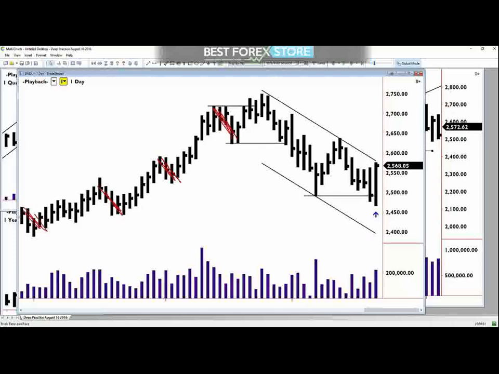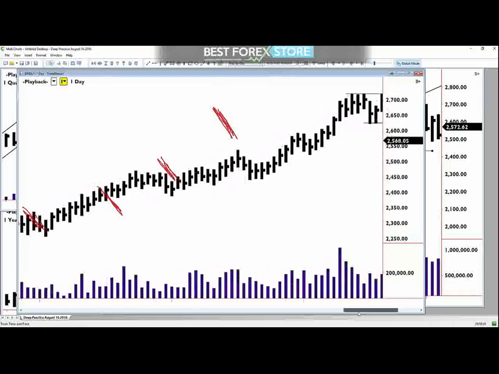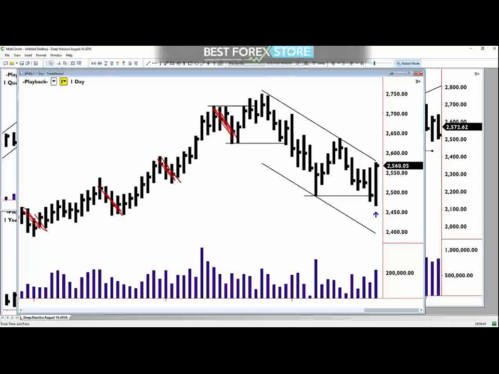Let's go back a little bit further. Here. Oops, can't do that, but you get the idea, right? We don't have much in the way of big down waves. And now look at this. See the difference?